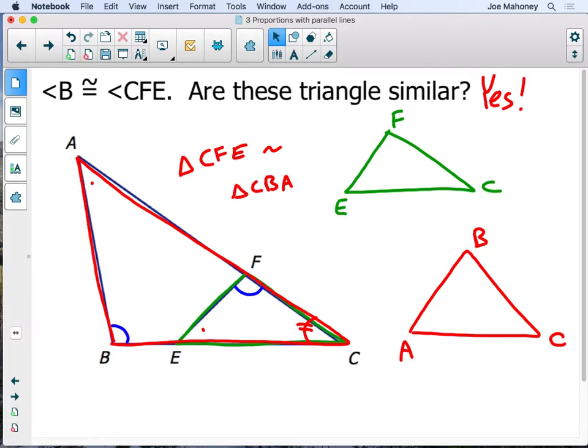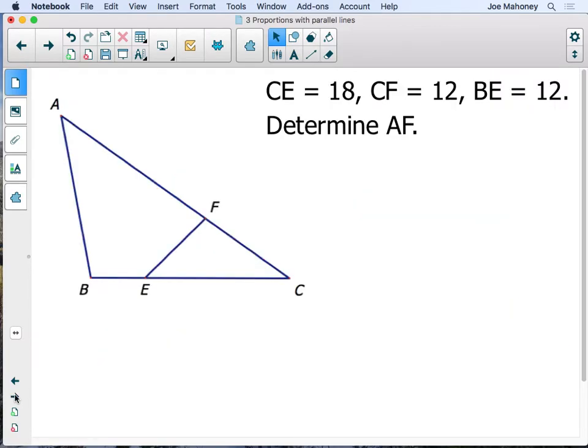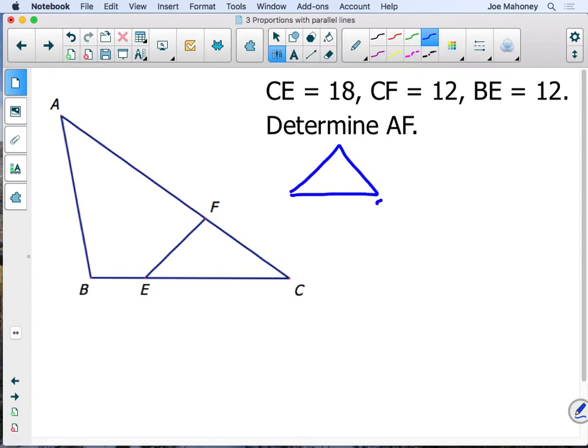So why did I make you do all that? Because here's that diagram again. Suppose these measures are true. Can we find AF? Pause if you'd like. Okay, I'm going to redraw my triangles. Again, when I redraw my triangles, I feel good. That's C, that's E, that's F. And again, the other triangle, C is over there. We're going to put A down here. We're going to put B up top. So let's label some sides now. CE is 18. CF is 12.